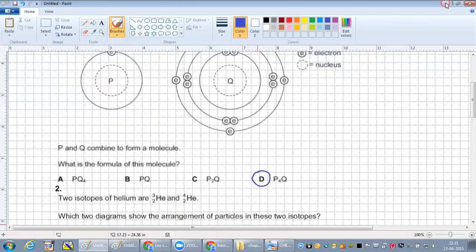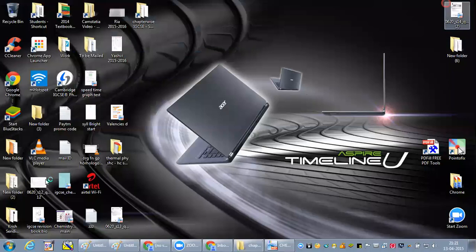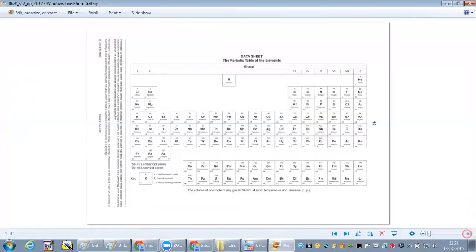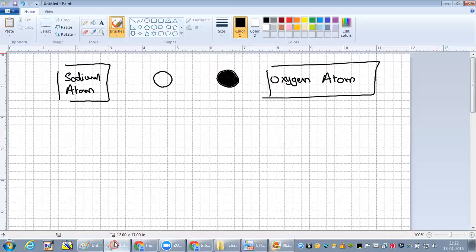The periodic table will be given to you in every question paper. This is your periodic table. Now sodium is combining with oxygen. Sodium is over here, with atomic number 11, which is the number of protons. So the electronic configuration of sodium, which has 11 protons, is going to be 2, 8, 1. In the first orbit a maximum of 2, in the second orbit a maximum of 8, and in the last orbit there will be 1 electron.